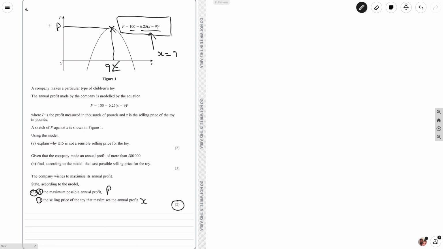The x coordinate is 9 and the y or p coordinate is going to be 100. Notice I didn't really do any kind of algebra or anything there, or calculations. I didn't get the calculator out. You can just read these off, okay, and this is x equals £9. Notice that my answer to part I is 100,000 because of this here. Okay, it's not a £100, it's £100,000.